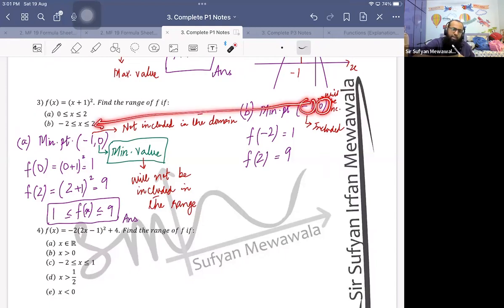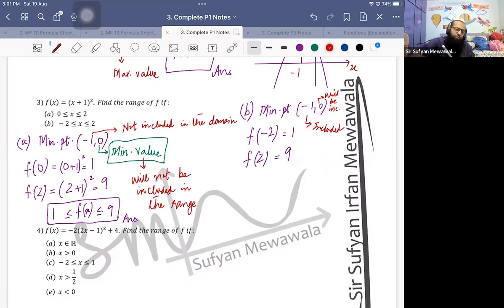-1 lies between -2 and 2. As -1 is included in the domain, 0 will be included in the range. So our answer will be from 0 till 9. When we are considering 0 as well, if we consider 0, 1 and 9, all three values, the least will be 0, the greatest will be 9, and the range will then be 0 till 9. So the answer will be f(x) lies between 0 and 9. This is going to be our final answer.